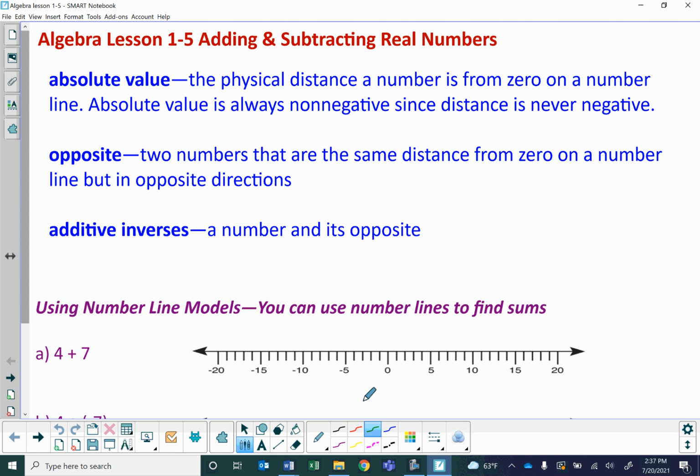The symbol for absolute value is two vertical lines. So like I have the absolute value of -3, that would be 3. These would be the symbol for absolute value.